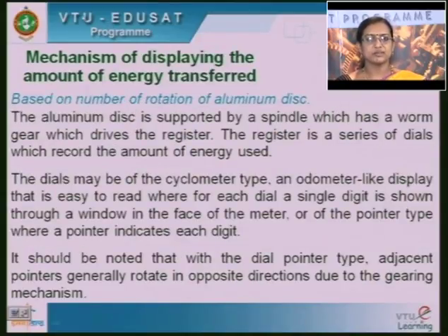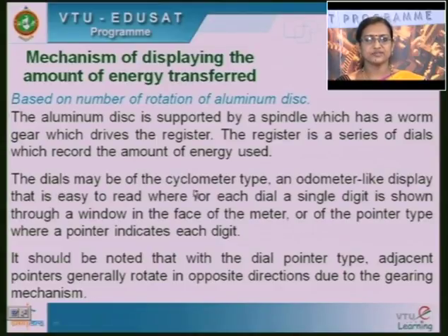So, next, based on the number of rotations of the aluminum disc. The mechanism: the aluminum disc is supported by a spindle which has a worm gear which drives the register. The register is a series of dials which record the amount of energy used. How exactly is it going to do this?